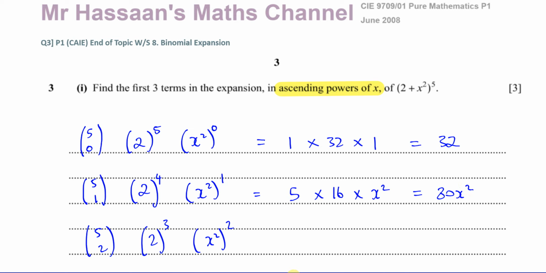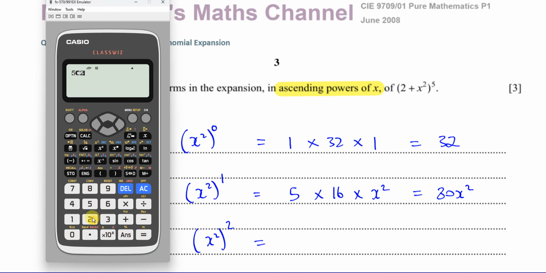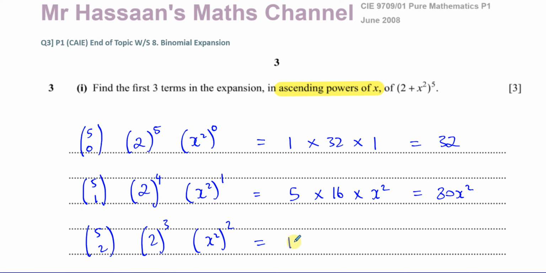Then for the next term, 5C2, well, I know that's 10, but in case you don't know, that's how you find the value of that coefficient there. That's going to give us 10. So you have 10 times 2 cubed, which is 8, times (x²)², so you multiply the powers, that gives you x to the power 4, so that's another 80, so 80x⁴. So we have completed part 1.